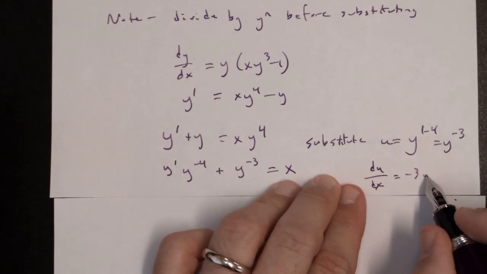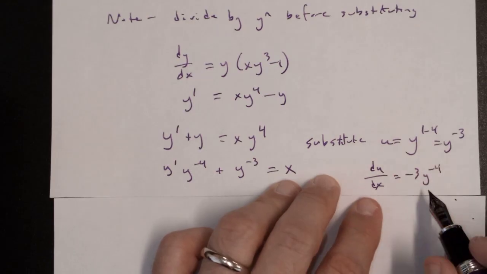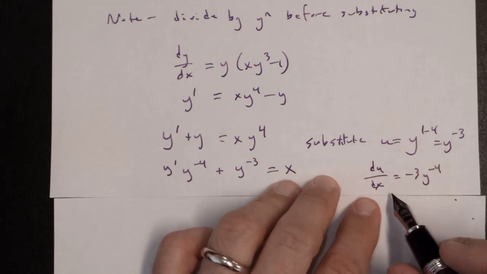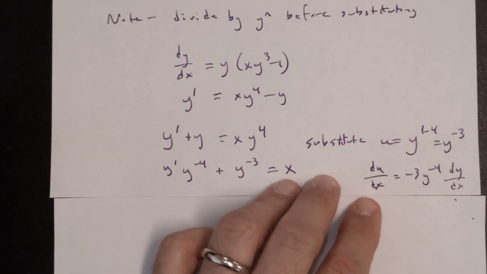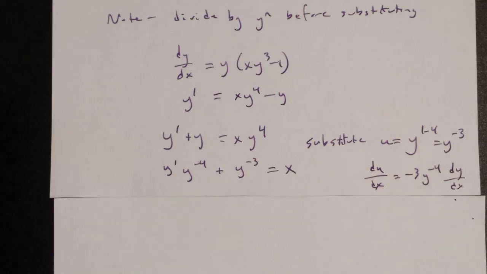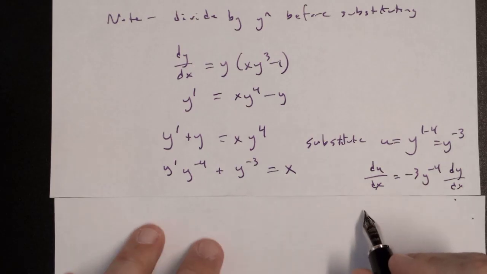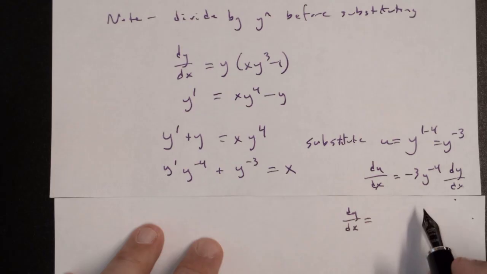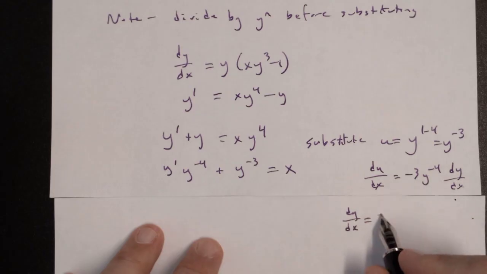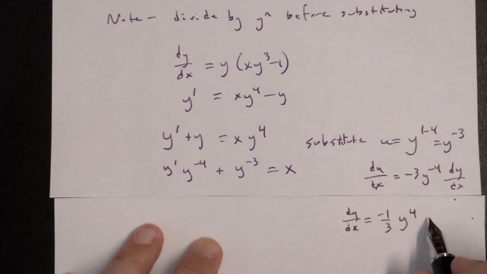But wait, there's more. That would be the derivative in terms of y. I was asking for the derivative in terms of x. So I have the chain rule, dy dx. Solve that for dy dx. dy dx equals, I got to divide by this stuff. So that's negative 1/3 y to the fourth du dx.